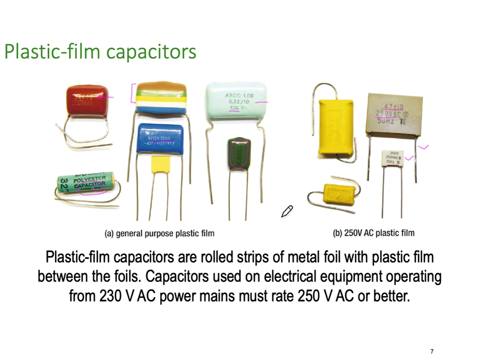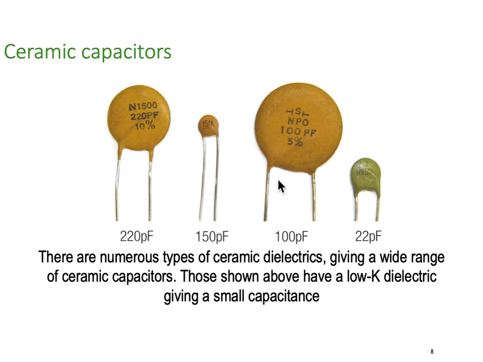So these are plastic film capacitors called rolled stripped or metal film between plastic foils. Capacitors can be used for electrical equipment operating from 240 volt up to 250 or better. As I said, there's one there that we think we found at 600 odd volts. So again, high voltage applications for these plastic film capacitors.